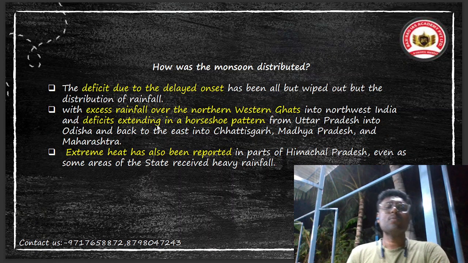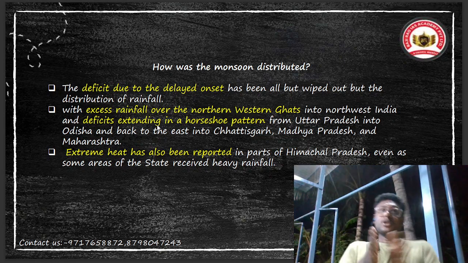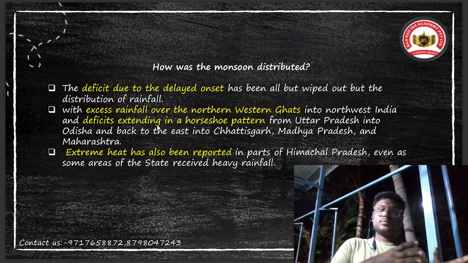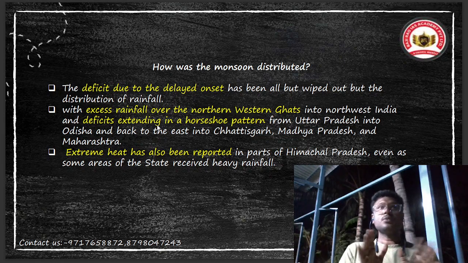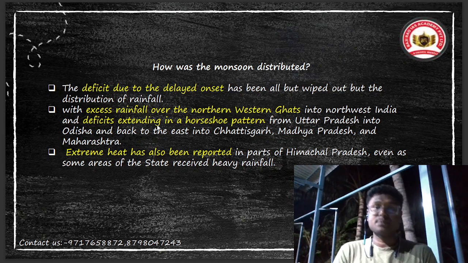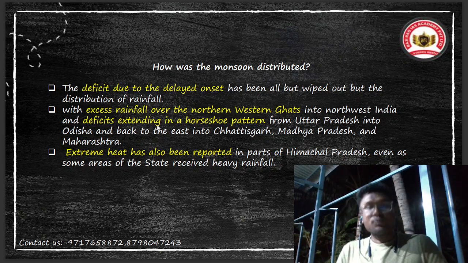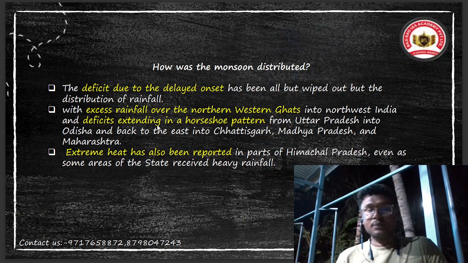How was the monsoon distributed? You see, guys, there has been a particular trend in India. The monsoon will give proper rainfall to all the regions. We have some data regarding this, but because of global warming, the monsoon has been disturbed. The distribution of monsoon has been affected. If you see the monsoon's arrival, the onset of monsoon has been delayed. This has been attributed to global warming.